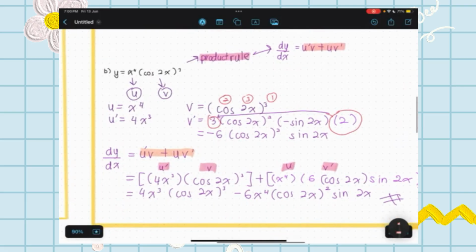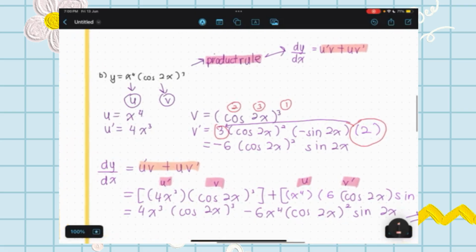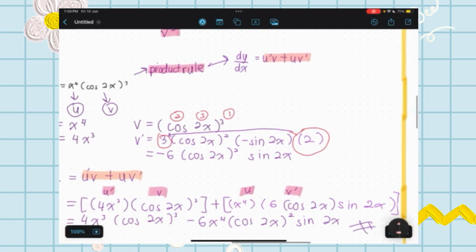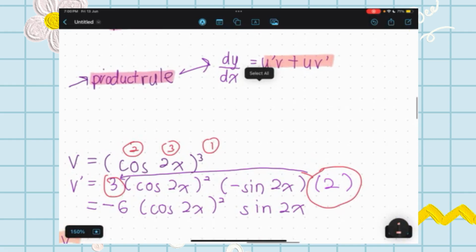Next, we go to part B. For part B, we are given y equals x to the power of 4 times cos 2x to the power of 3. This is a product of two functions, so we use the product rule. So the product rule, this formula is u prime v plus u v prime.